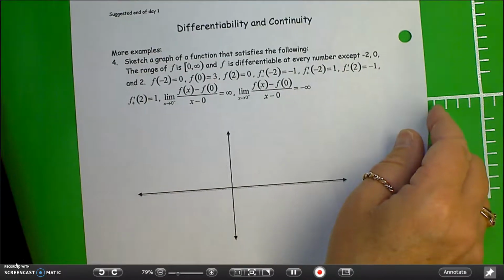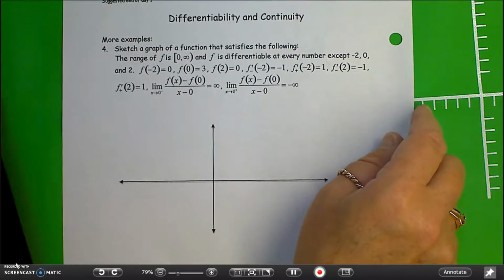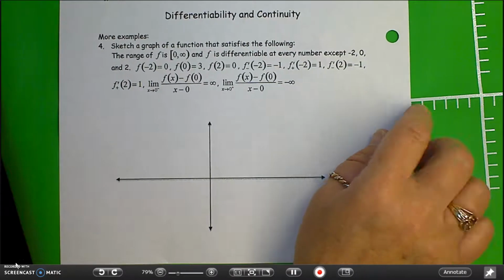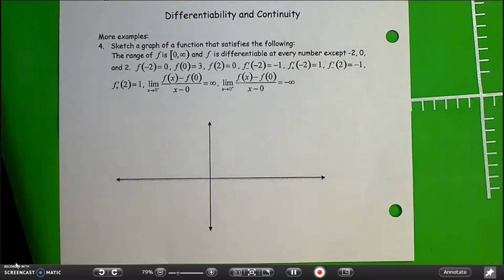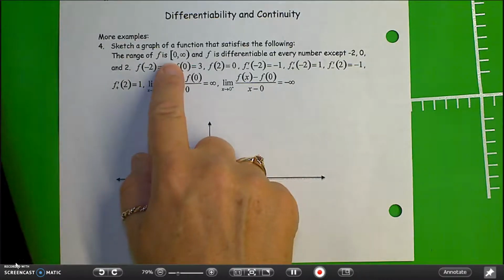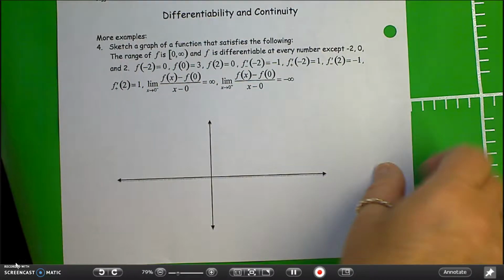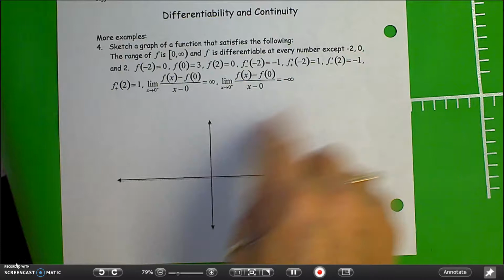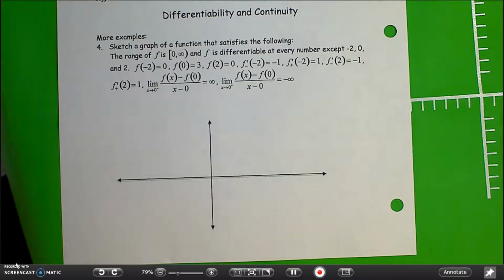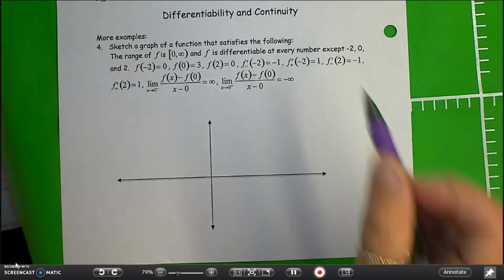In this case, we're given a lot of information. We want to sketch a graph of a function that satisfies all these conditions. So we're given a range of the function from 0 to infinity, including 0. F is differentiable at every number except -2, 0, and 2. So we have some kind of issue at -2, 0, and 2.